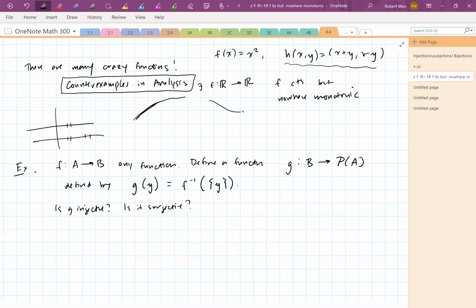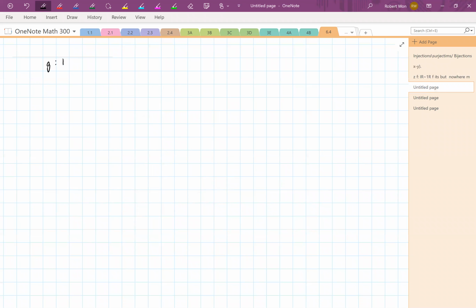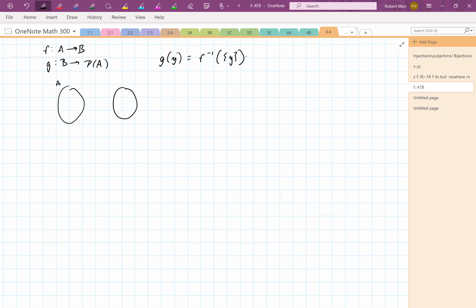So in particular, we should look at some small examples. Okay, so just to remind you, this f is any function, g is a function from B to the power set of A, and I've defined g of y to be the pre-image of the set y under f. So let's just take a very small function. Let's let A and B just be 3-point sets, x, y, z, and a, b, c, and let's send x to a, let's send y to c, and let's send z to b. Let's suppose that this is our function f.